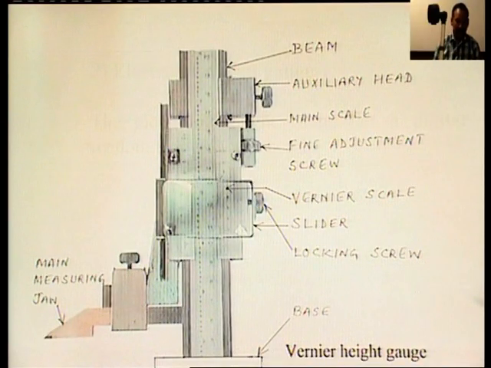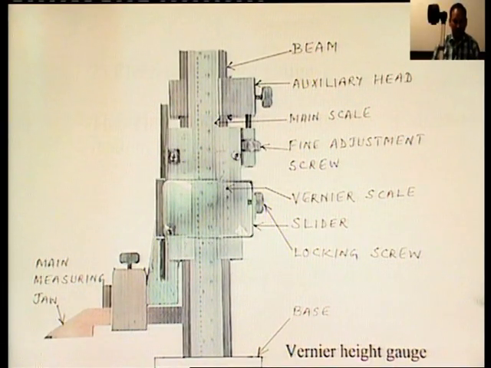The second main part of this vernier height gauge is the beam. The beam is a vertical graduated column which is supported on the base. The guiding edge and faces of the beam are perfectly flat. The surface of the beam should have a dull finish for ease of reading. The next main part of this height gauge is the slider.